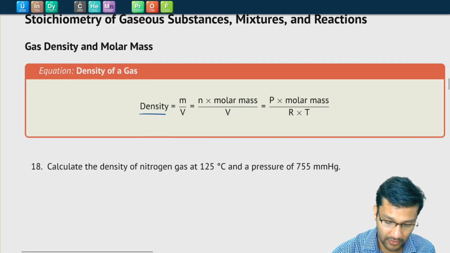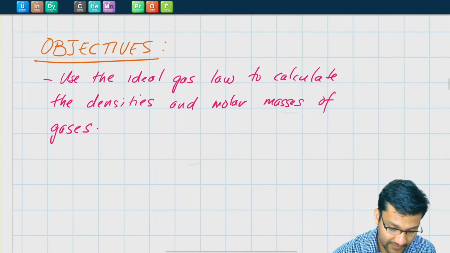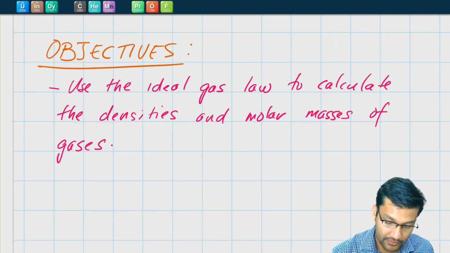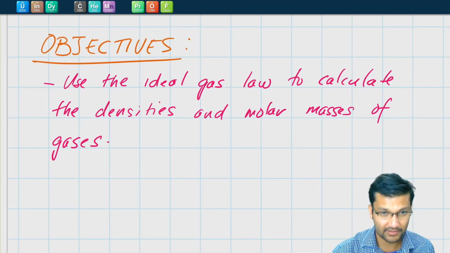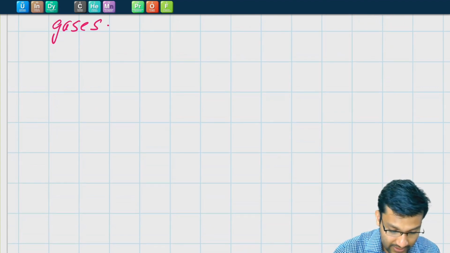As always, you can follow along with our Chapter 8 workbook. By the end of this video, you should be able to use the ideal gas law, which we learned in our previous episode, to calculate the densities of gases and also the molar masses of gases. Let's look at them one at a time.